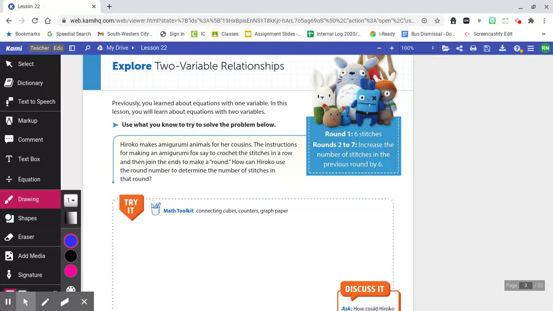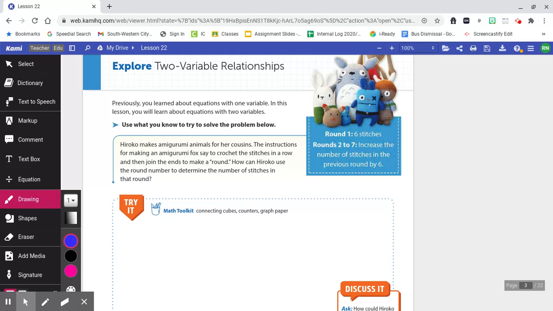Let's take a look over on the right. It says round 1 is 6 stitches. Round 2 is 12. Increase the number of stitches in the previous round by 6. So that's going to be the key to solving this. We need to know, how can I use the round number to help me figure out how many stitches are going to be in that round. So I want you to stop the video, use the information we know, maybe make a table to see what the relationship could be.